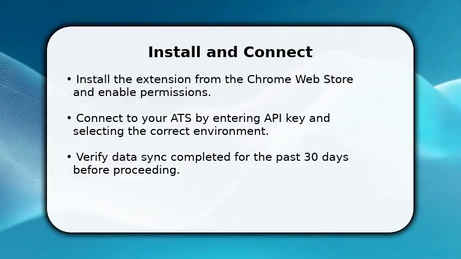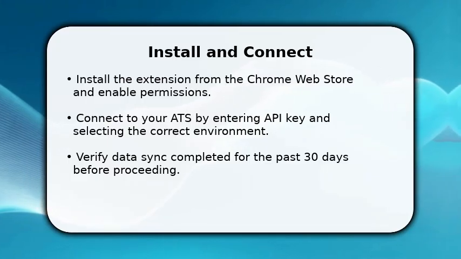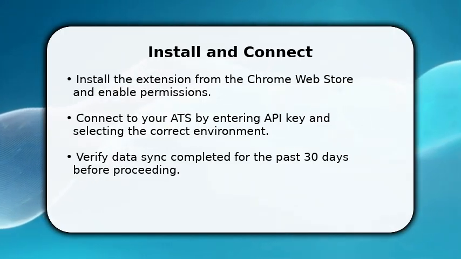Start by installing the Job Analytics extension from the Chrome Web Store. Grant the requested permissions so it can read job pages and company data securely. Open the extension and choose Connect to add your ATS account using an API key. Enter the key exactly and select the correct production or sandbox environment.